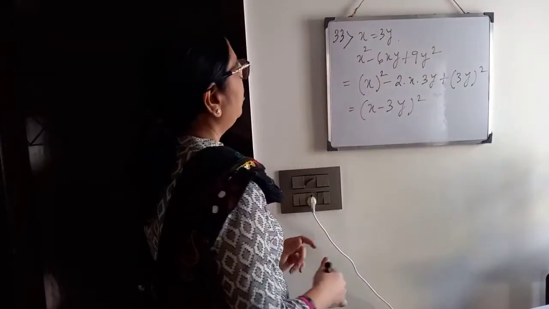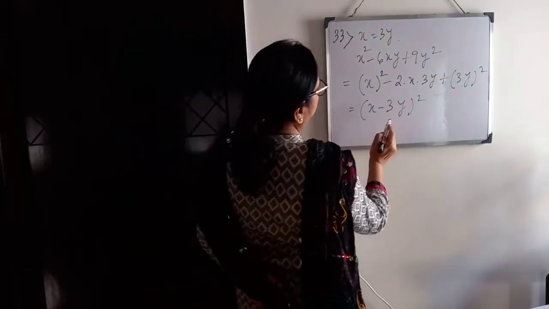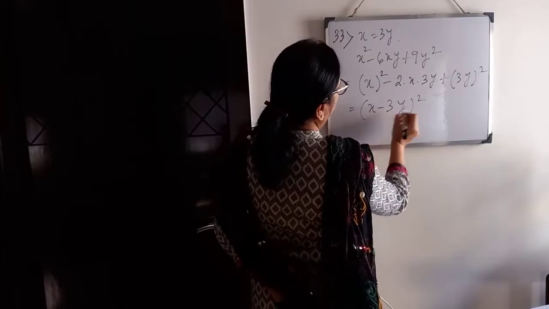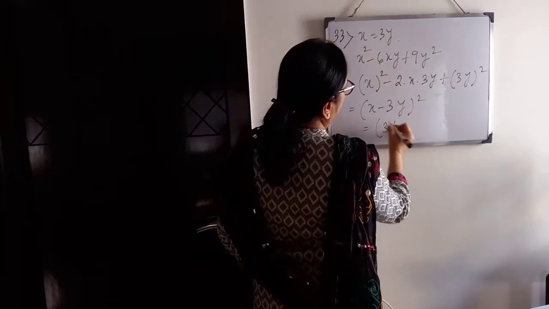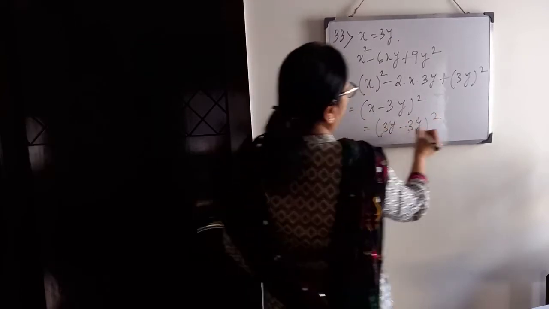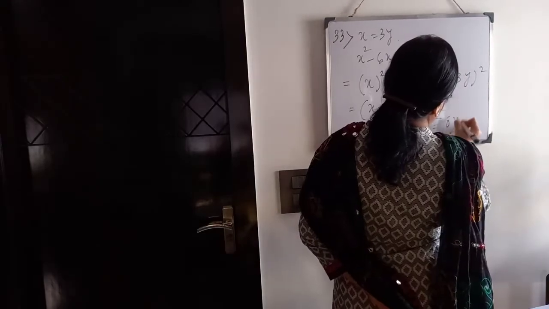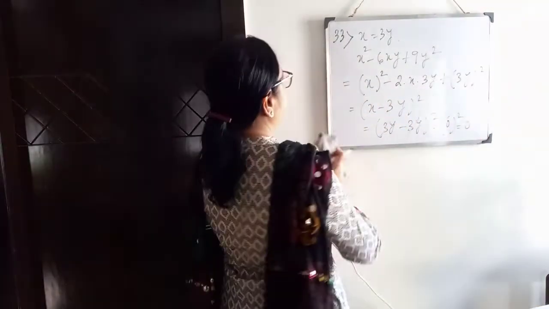So what we did? We first expressed it in the form of perfect square. It is in the form of (a minus b) whole square. Now value of x is given 3y. So we put here (3y minus 3y) whole square. Now cancel, 0 whole square. So your answer is coming 0.